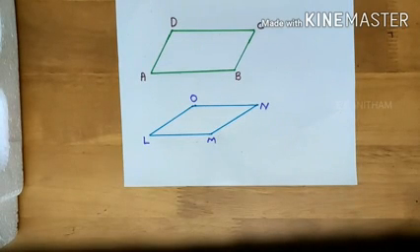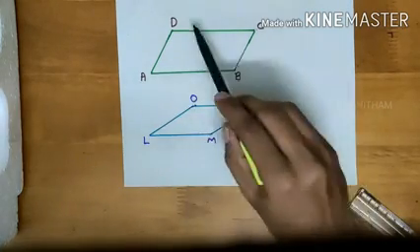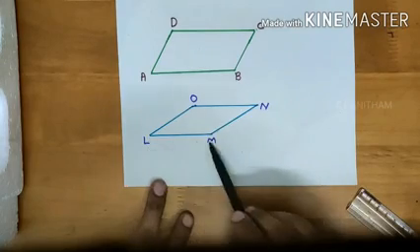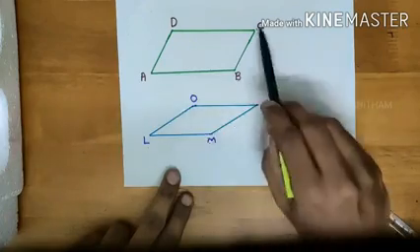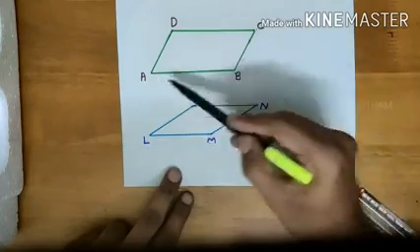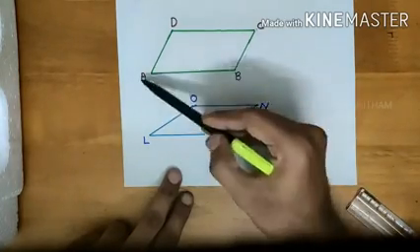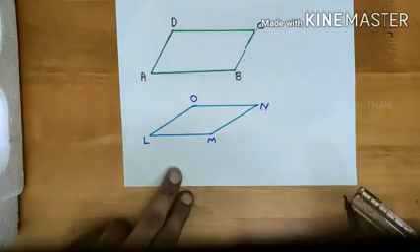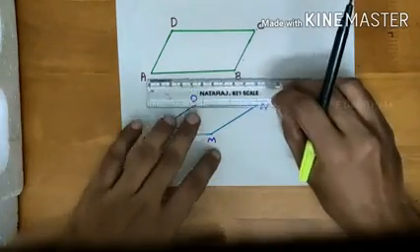You can see 2 parallelograms here. First one ABCD and second one LMNO. Consider the first parallelogram, that is ABCD. Is it a parallelogram? 1, 2, 3, 4 sides. Opposite sides, that is AB and CD are parallel. AD and BC are parallel. So it's a parallelogram.